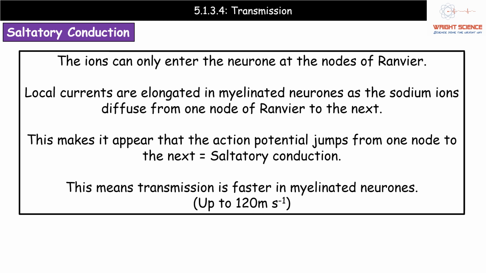So basically, it gives the appearance of the action potential jumping from one node to the next. This is what we mean by saltatory conduction. It's going back into good old Latin for that, but we're not going to worry ourselves about that because it's a dead language. Now, because we've got this saltatory conduction, this jumping from one node to the next, we've got much faster transmission in these myelinated neurons. And you can see there that the speed can be up to 120 meters per second.